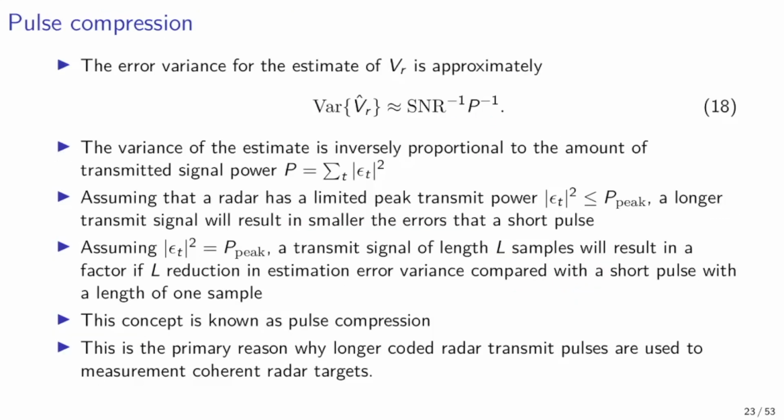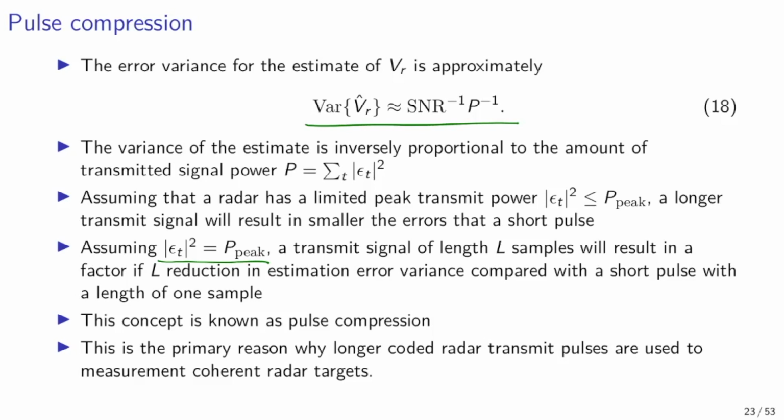As shown in the previous slide, the estimation error variance for complex voltage is 1 over the signal-to-noise ratio divided by radar transmit power P. The variance is thus inversely proportional to the amount of total transmitted signal power. Assuming that the radar has a limited peak transmit power, a longer transmit signal can result in smaller errors than a short pulse. Assuming that the transmit signal has a constant amplitude, which is usually the case, a radar transmit signal of length L non-zero samples will result in a factor of L reduction in estimation error variance compared with the short pulse of length 1 we just studied earlier.